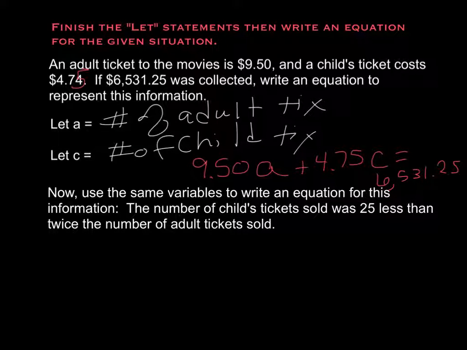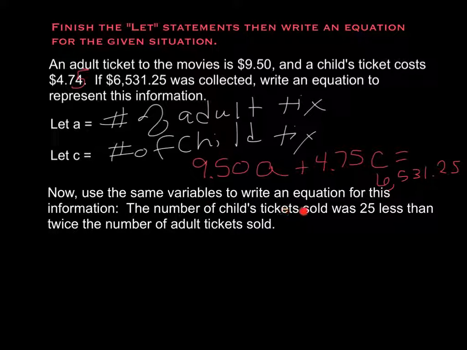Again, if I was the cashier and I took in all the money for one movie for one particular time, it would be $9.50 times the number of adults, and then $4.75 times the number of children, and we know that they collected $6,531.25. Using that same situation, I'm still going to let A equal the number of adult tickets and C equal the number of child tickets. Now we have to write one for this information.